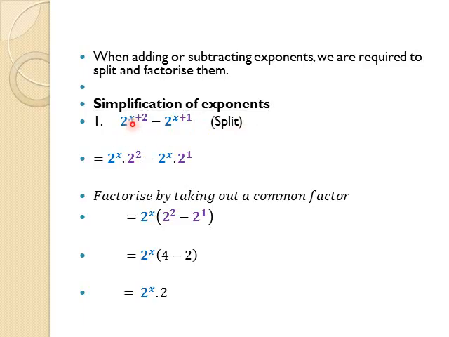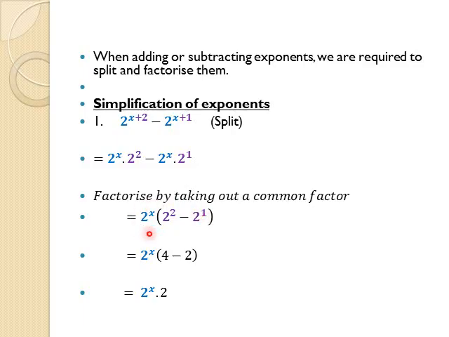Right? So if I split that, remember first law, I can break that up. When do I add exponents? When I multiply and the bases are the same. So that becomes 2 to the power x times 2 to the power 2 minus 2 to the power x times 2 to the power 1. Now because they are separated by a minus or plus sign, we always look for a common factor first. First rule of factorization. So if I take 2 to the power x out, I'm left with 2 to the power 2 minus 2 to the power 1.